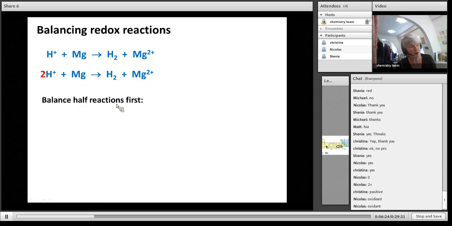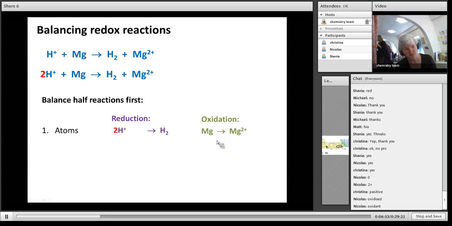So by half reactions, I mean the oxidation and the reduction half reaction. For the reduction half reaction, it's H plus going to H2. And for the oxidation half reaction, it's Mg going to Mg2 plus. So looking at first the reduction, the H plus has gained, and I first balance the atoms. The oxidation, the number of atoms are the same. Okay, one magnesium to one magnesium.